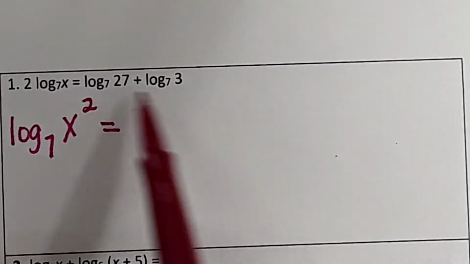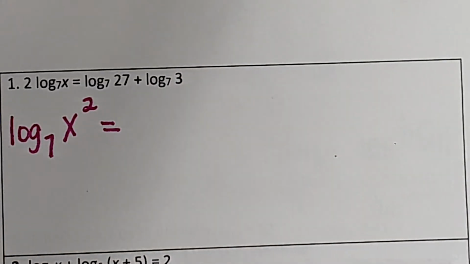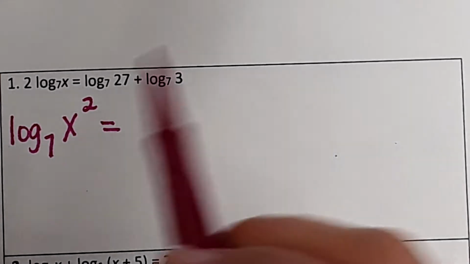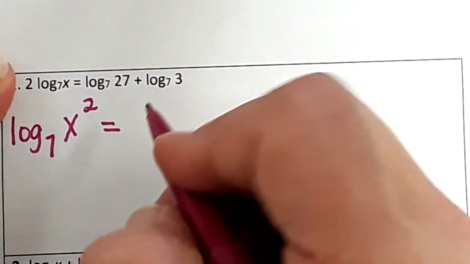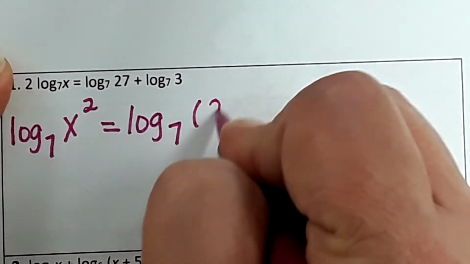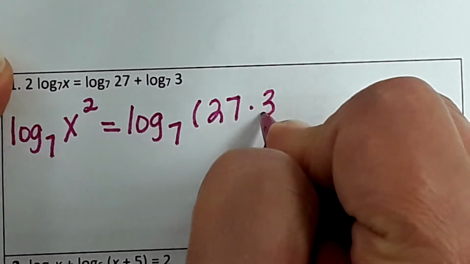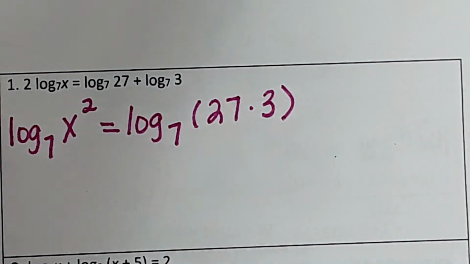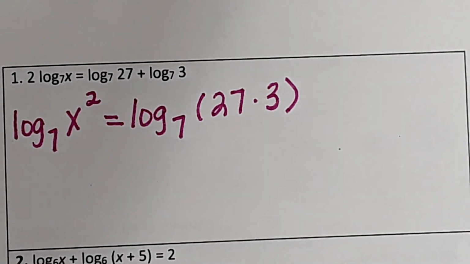Now we're going to go to that product rule. See how we're adding? You can't add logarithms like square roots, where if I have the square root of 5 plus the square root of 5, I have 2 of them. So I can rewrite this problem as log base 7 of 27 times 3. If it's an addition problem, you can rewrite it as a multiplication problem, which I just did.